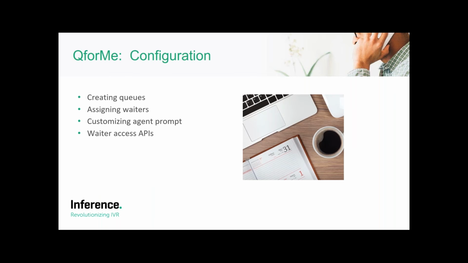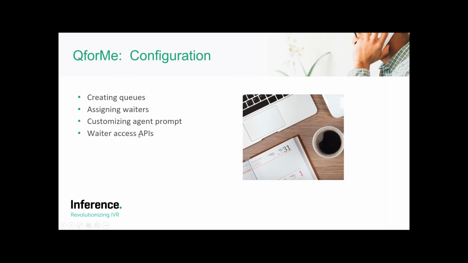Okay, so let's talk about how we actually configure QforMe itself. QforMe revolves around this concept of a queue and a waiter. A queue is literally a BroadWorks queue. So it's a call center queue. It could be a hunt group or something like that. But typically it's a call center queue. And you can create as many of them as you like within QforMe. So once you have a block of waiters, you can actually split those waiters up any way that you like and assign them to the various queues. We'll do this now. We'll create a new queue and we'll assign some waiters to it.